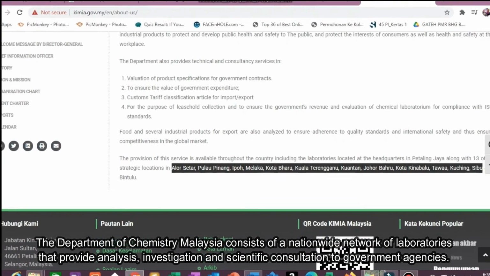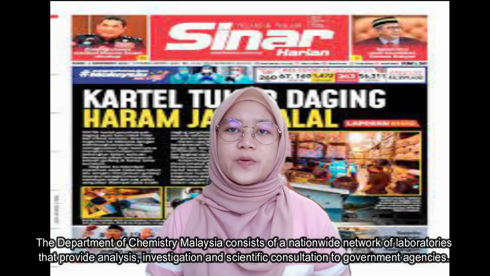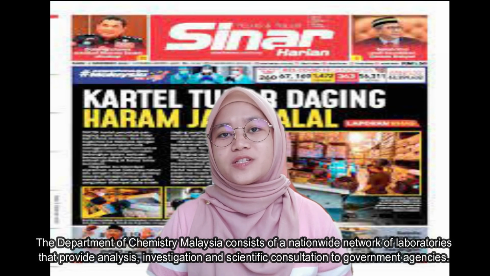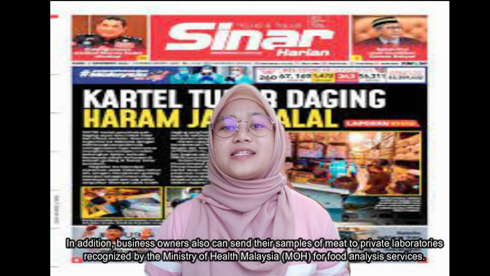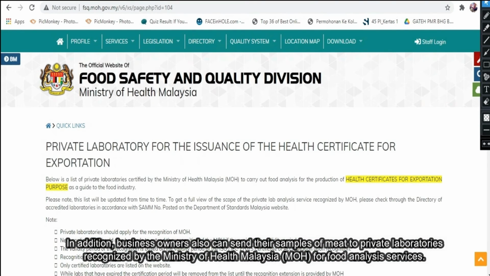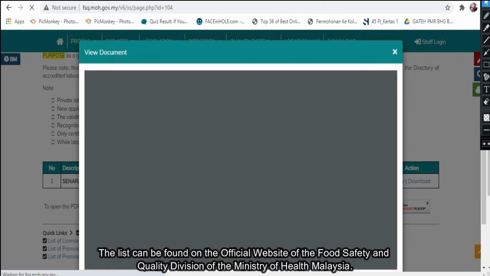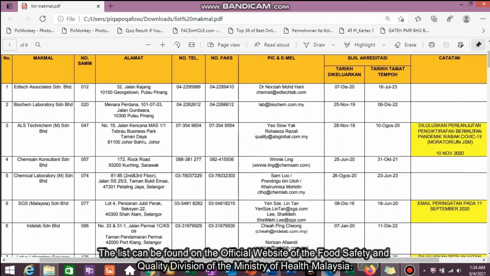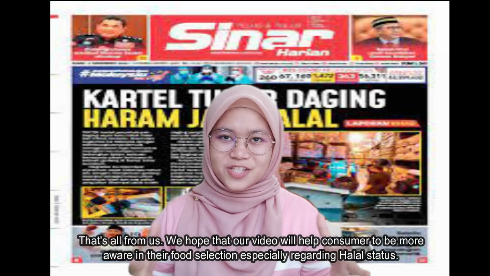customers. The Department of Chemistry Malaysia consists of a nationwide network of laboratories that provide analysis, investigation, and scientific consultation to government agencies. In addition, business owners can also send their samples of meat to private laboratories recognized by the Ministry of Health Malaysia for food analysis service. The list can be found on the official website of the Food Safety and Quality Division of the Ministry of Health Malaysia. That's all from us.